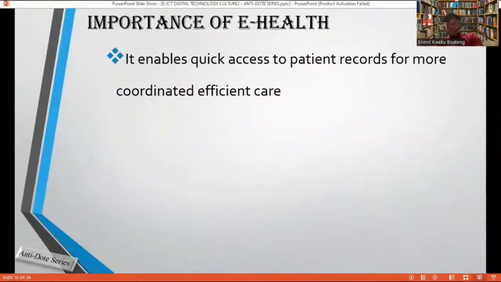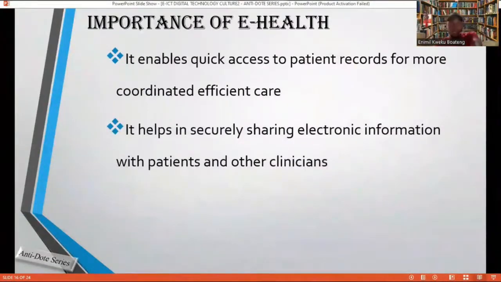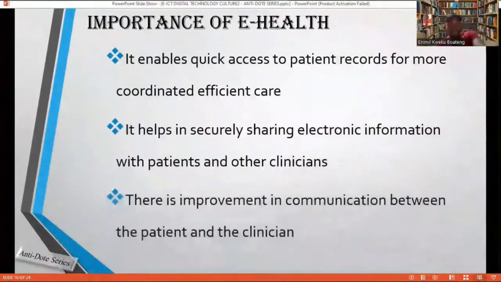It helps in securely sharing electronic information with patients and other clinicians. There's improvement in communication between the patient and the clinician.